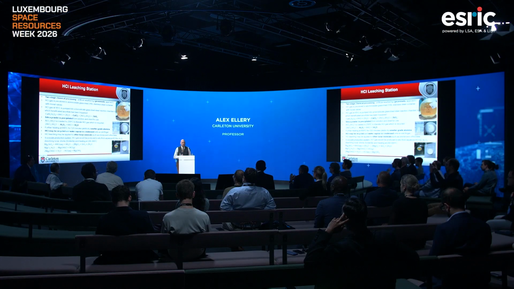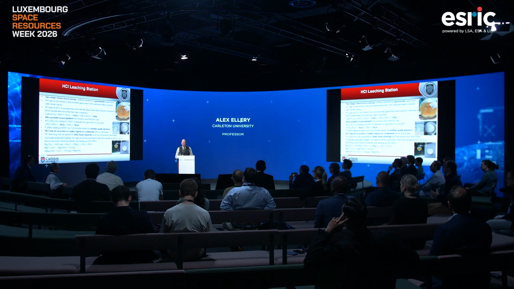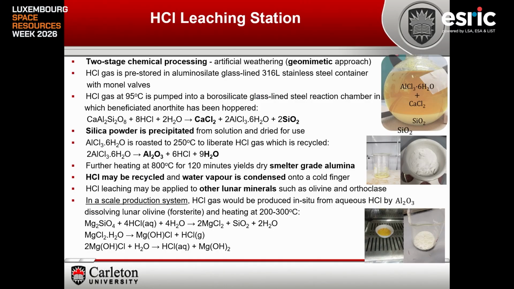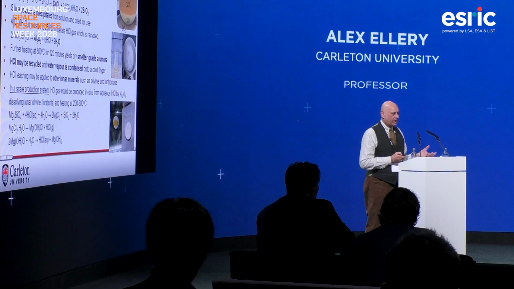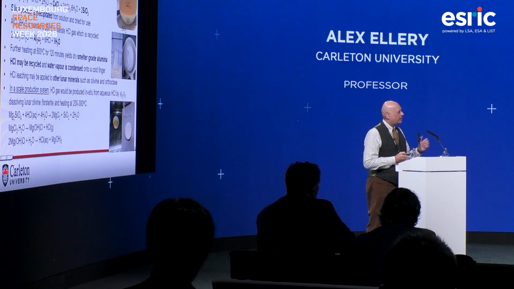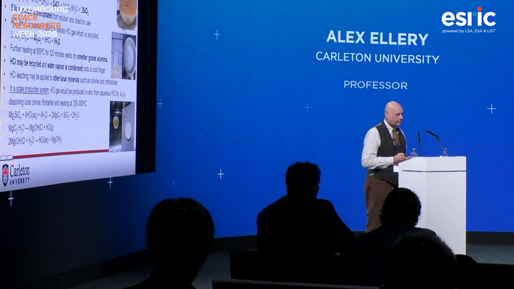And this is really the core of what we did. Basically, we used HCl leaching, and it was a two-stage chemical process. As you can see here, we used anorthite, we then leached it with HCl and water, and that produces essentially calcium chloride in solution, aluminium chloride also in solution, and then precipitates out the silica.